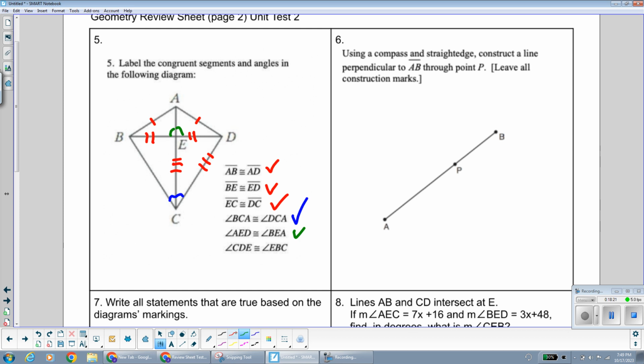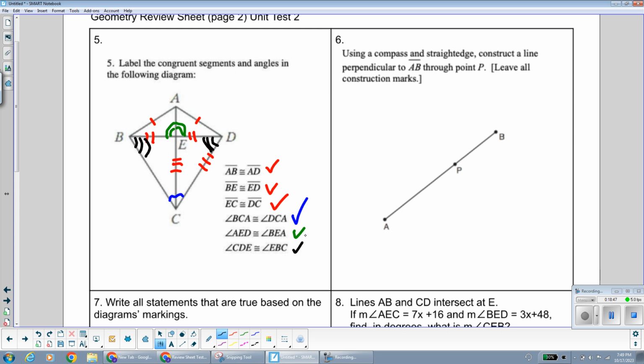And finally, angle CDE, that's this one right over here. Oh, and I should be making these all look different from each other. I would have got some points off there. There we go. Is congruent to angle EBC. This one over here. These are congruent. They should have the same mark on them.